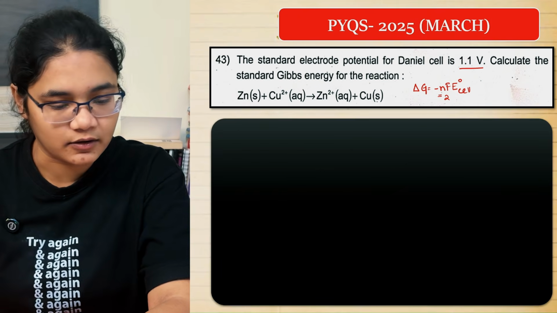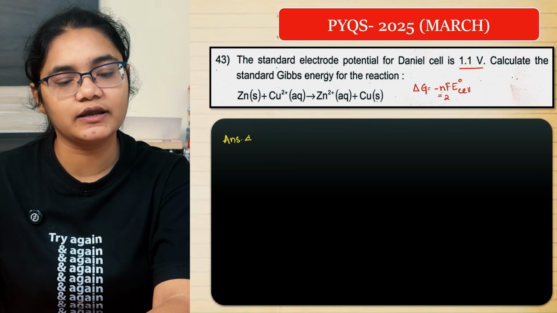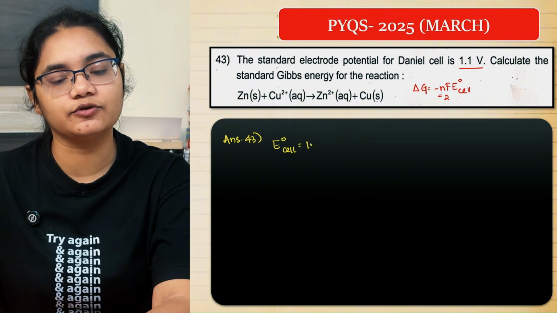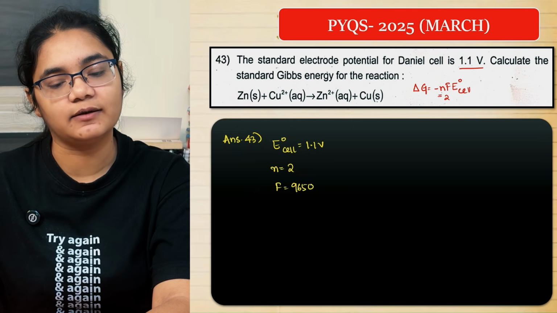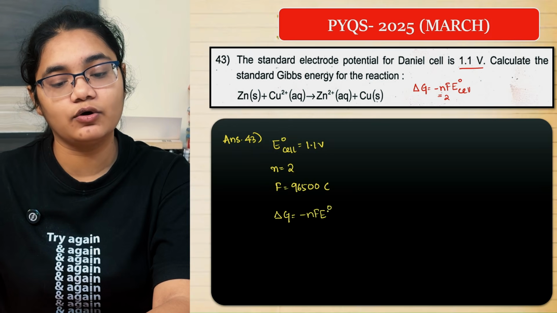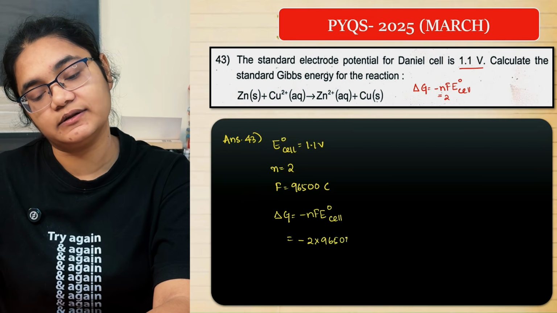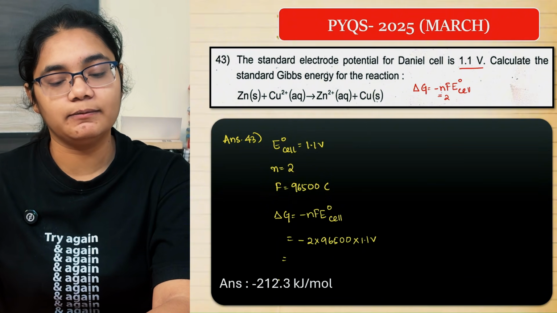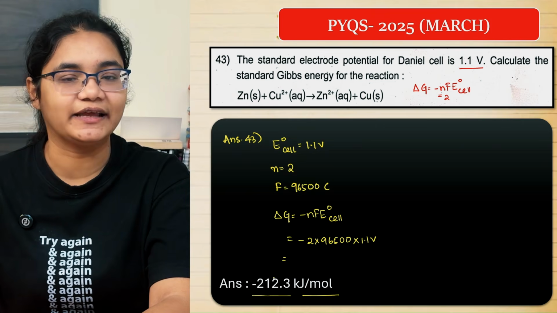I have already calculated the answer, because here you don't have to worry about calculation, as we will be having a calculator in our board exam, so you can easily do all the calculation. F is equal to 96500 coulomb. So delta G is equal to minus nFE naught of the cell, which is minus 2 into 96500 into 1.1 volt. If you solve this, you will get around minus 212.3 kilojoule per mole. Just check this calculation, you will get this answer.